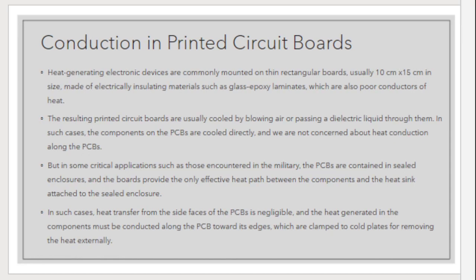Conduction in printed circuit boards. Heat generating electronic devices are commonly mounted on thin rectangular boards, usually 10 cm by 15 cm in size, made of electrically insulating materials such as glass epoxy laminates, which are also poor conductors of heat. The resulting printed circuit boards are usually cooled by blowing air or passing a dielectric liquid through them. In such cases, the components on the PCBs are cooled directly, and we are not concerned about the heat conduction along the PCBs.